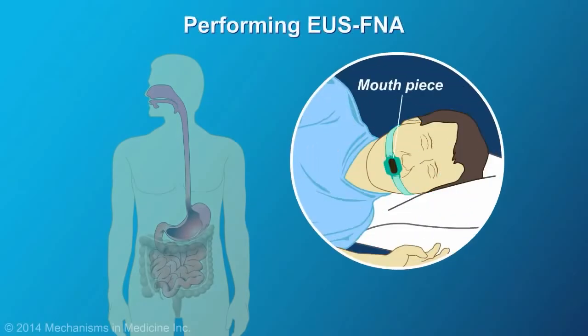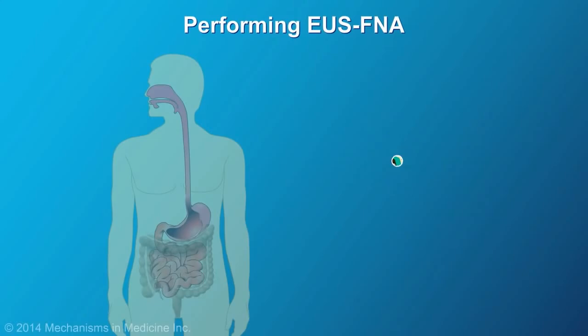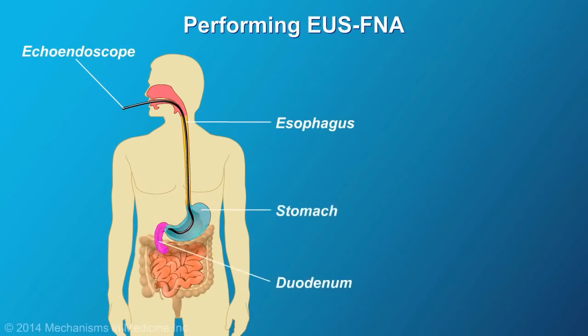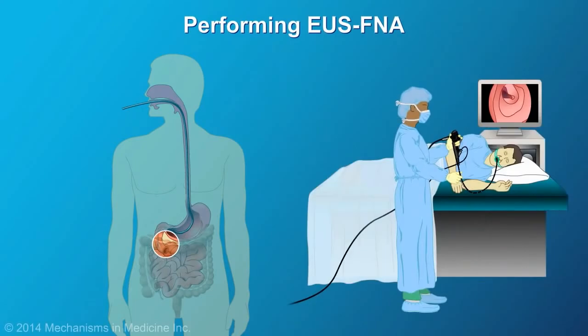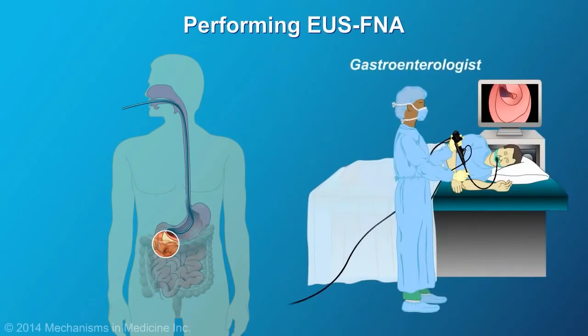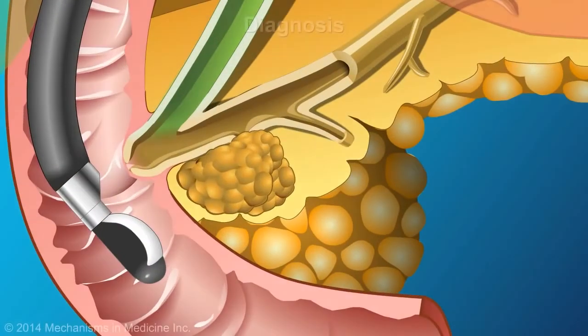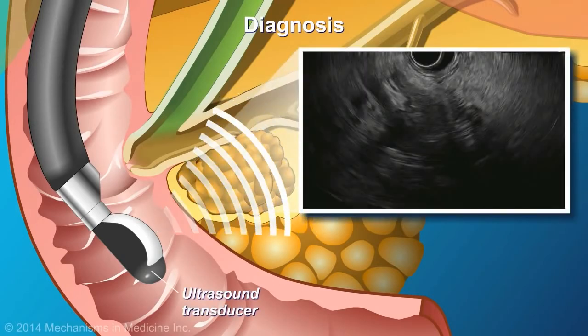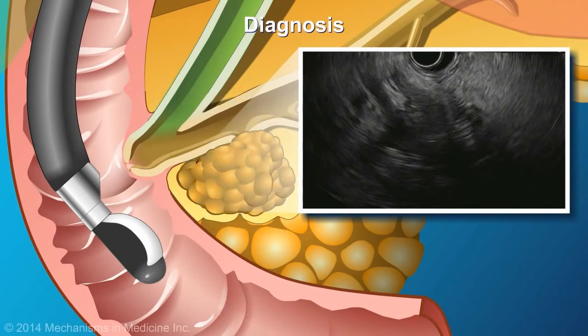A mouthpiece will be used to protect both your teeth and the echoendoscope. The echoendoscope is then inserted into the mouth, passed through the esophagus, the stomach, and into the duodenum. The area of interest is then carefully examined. When indicated, samples are obtained using FNA for further analysis. The sound waves emitted from the ultrasound transducer yield detailed images when these sound waves bounce back and are analyzed. Your physician interprets these images to locate abnormal tissue masses or abnormal collections of fluid.